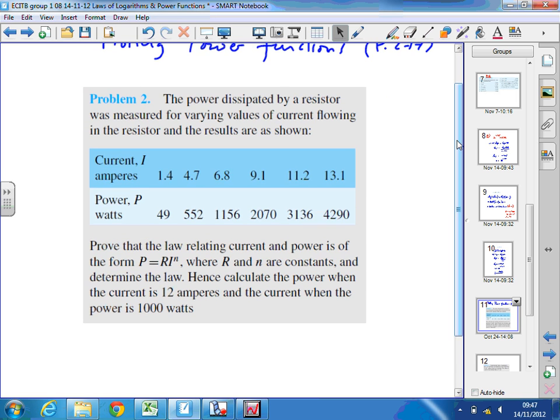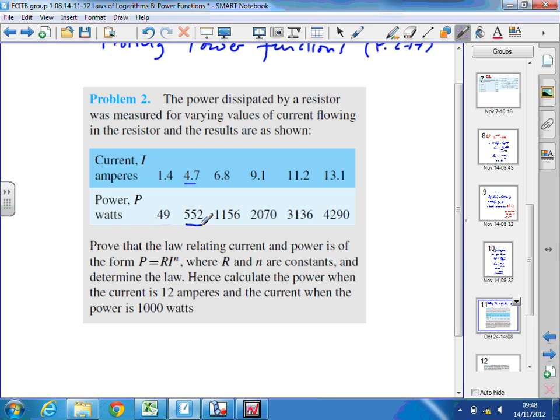We've got a circuit with a resistor in it, and we're measuring the power across this resistor for different values for current. So a current of 1.5 amps, the power dissipated is 49 watts. 4.7 amps, the power dissipated is 5.2, and so on.